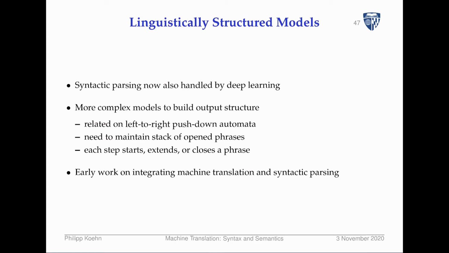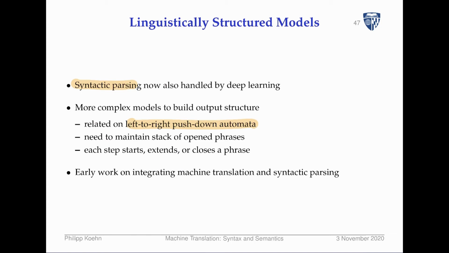So we can also then go one step further and have linguistically structured models that do basically during translation the same thing as what a parser would do. Syntactic parsing is also now handled by deep learning. To build parsers, you might need a bit more complicated models that actually build an output structure that is guaranteed to be a well-formed tree. So there's something called left to right push down automata that is being used for that.